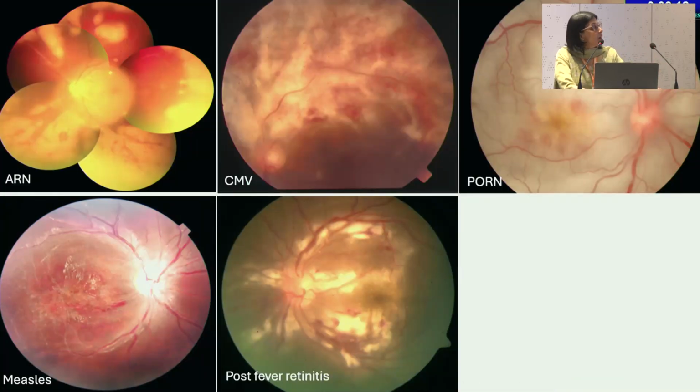Usually these acquired lesions can come without a scar, so this is something we need to keep in mind. Viral infections are another common cause of retinitis. Acute retinal necrosis follows a characteristic pattern, starting from the periphery and then coming to the center. This is the classical brush fire or pizza pie appearance we see with CMV retinitis. This is what we see with progressive outer retinal necrosis, and measles, some kind of vague posterior pole involvement, and this is something very classical, post-fever retinitis.